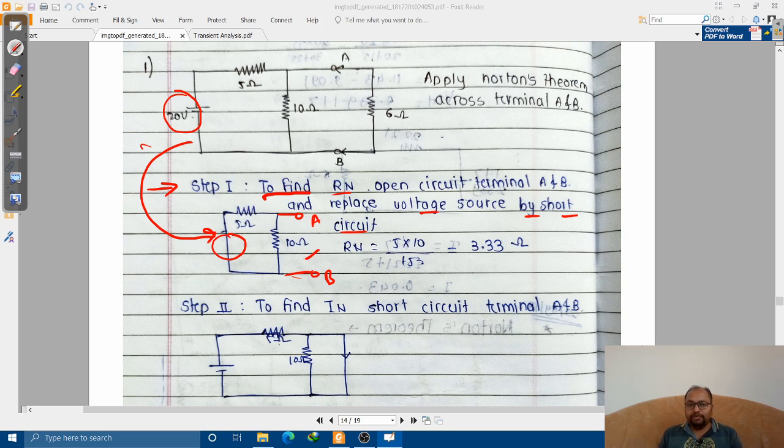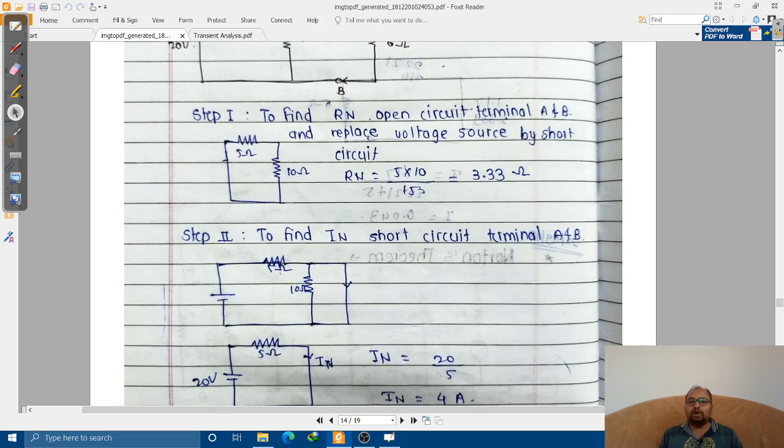Now we are interested to find out the resistance seen from terminals A and B. So we are going to reduce from the other side of terminals A and B. How are they connected? 5 ohm and 10 ohm are connected in parallel, right? The parallel combination is going to give me the value of Rn. So Rn is 5 into 10 divided by 15, that is R1 into R2 upon R1 plus R2. Once I calculate this, it gives me a value of 3.33. So this is the first step, and the first value you have found out is Rn.